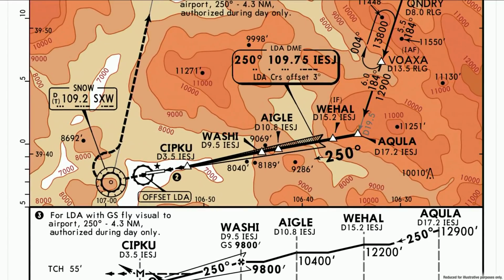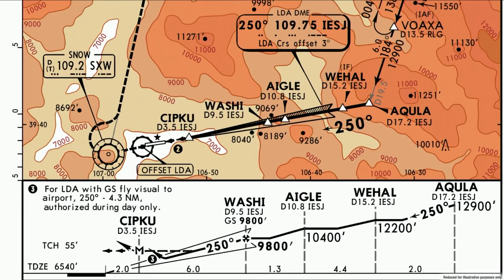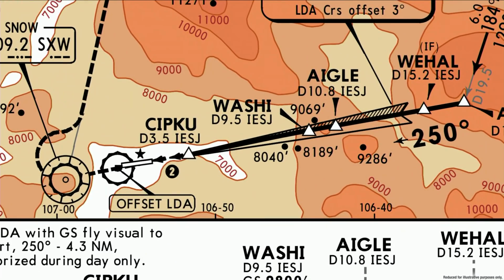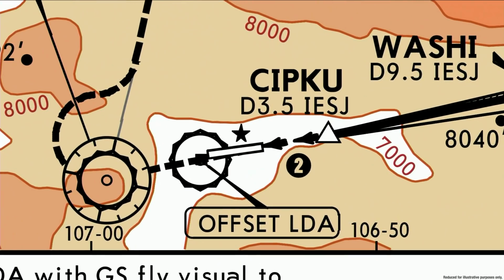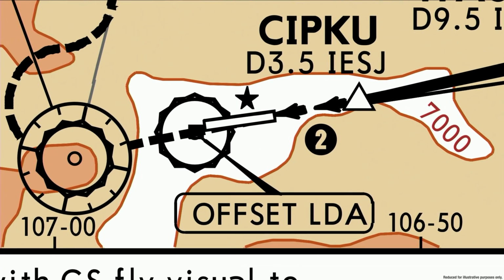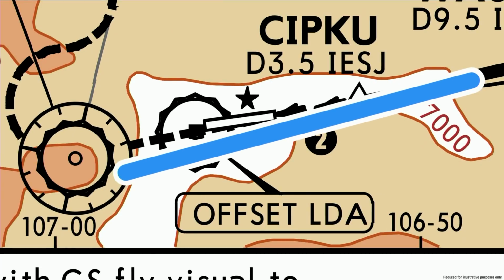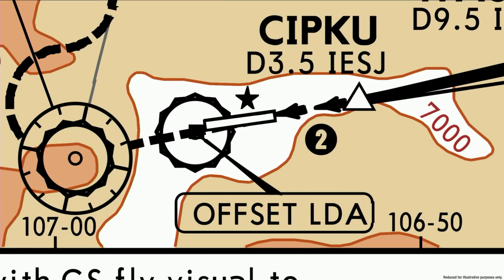One other thing to think about here, why is this a localizer directional aid, an LDA, as opposed to a loc? That's because the LDA is offset. It's not lined up with the runway. So as opposed to coming straight into the runway, it actually kind of comes, let me draw that a little bit thinner. It comes in across the runway. And that's what an LDA is.